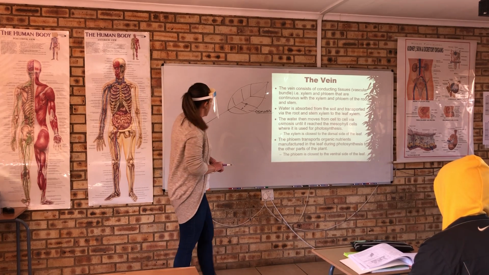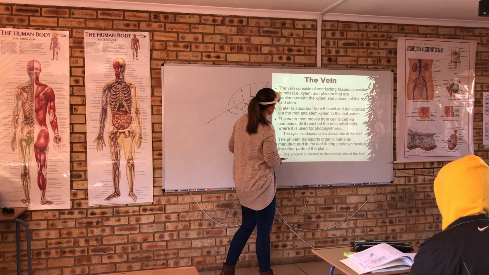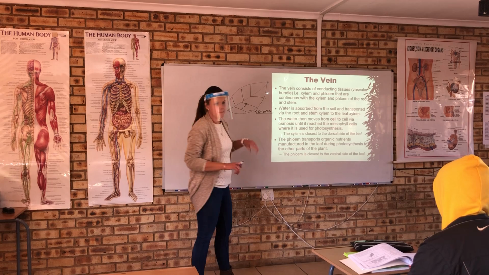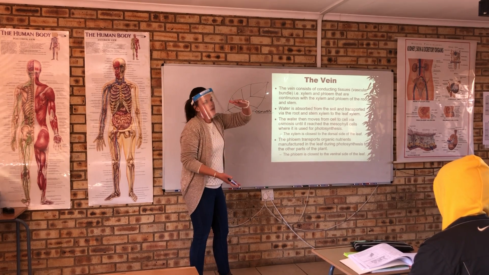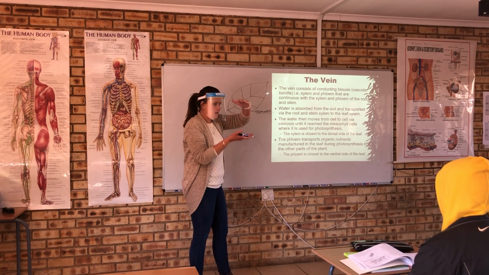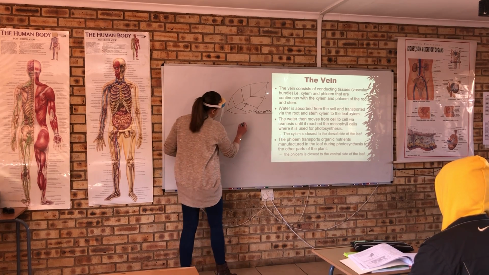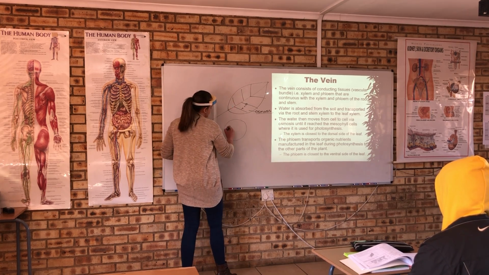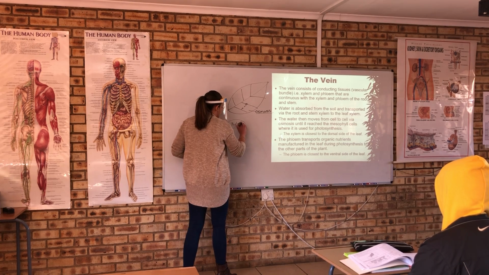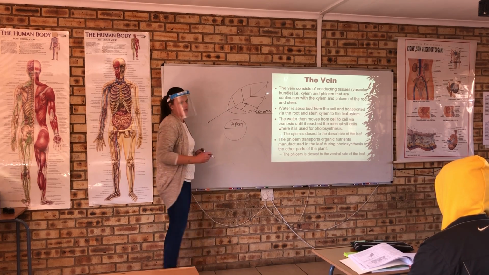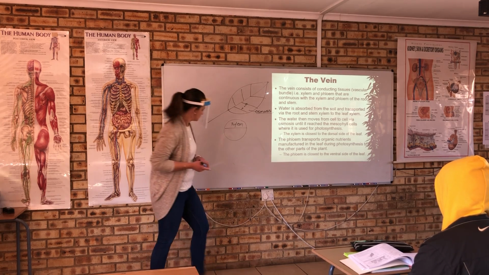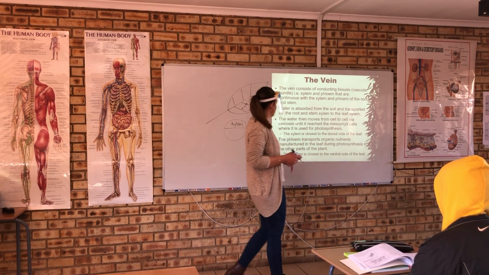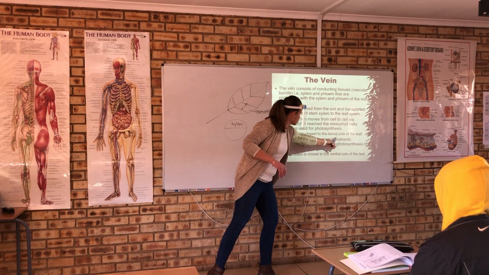The xylem is closest to the dorsal side of the leaf. Okay, so remember, D is before V, so dorsal side on the top, ventral side on the bottom. So if we have a look at our vascular bundle, our xylem is going to be on the dorsal side, not on the ventral side.